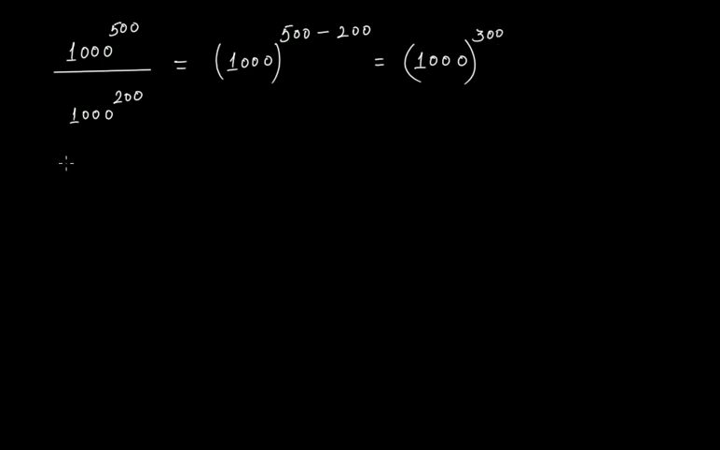Let's take another one. If we have 10 to the 7th power divided by 10 to the 8th power, this gives you 10 to the 7 minus 8. If you subtract 7 and 8, what do we get? We get minus 1, right? So this is 10 to the minus 1 power.